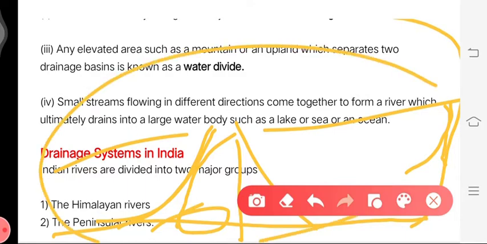drains into a water body. A river can drain into a lake or into a sea, like the Ganga drains into the Bay of Bengal, and the Narmada or Tapi river drains into the Arabian Sea. Like that, some examples.